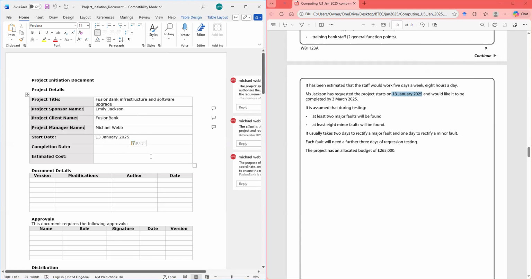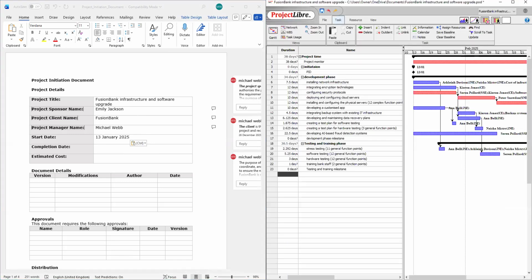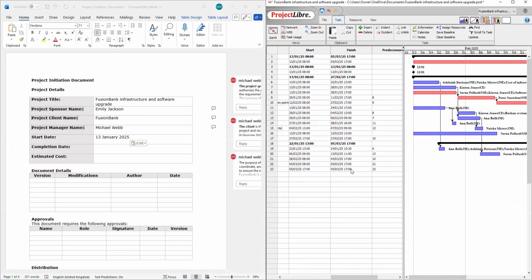All right, completion date. That's going to be so much easier for me because I've already done the Gantt chart. So all I'm going to do is just open my Gantt chart, look at my finish date, and this will be my finish date or my completion date. Right? I'll remove that 1700 because it's not a surety.